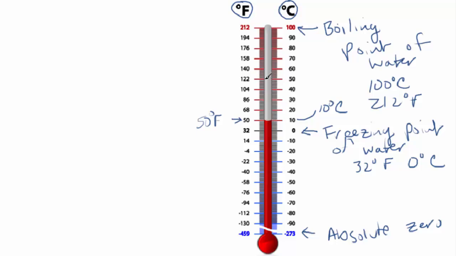If I were up here on a super hot day, I would have 50 degrees right here, 50 degrees Celsius, and 122 degrees Fahrenheit. That's probably if you're out living in Death Valley or something like that. So that's all you're going to do is look at where the line hits. That's how you read a thermometer.